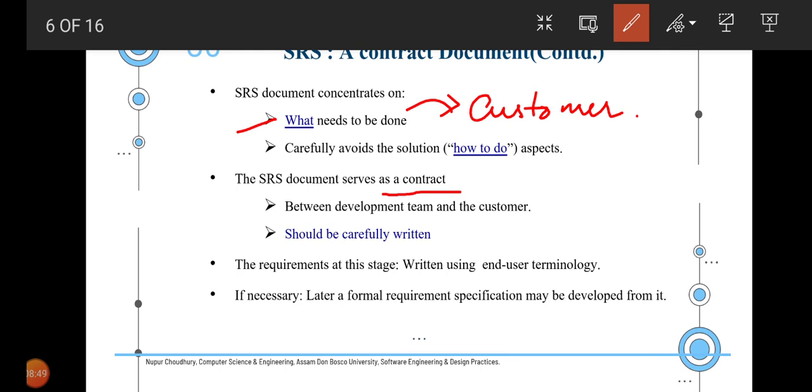That means the requirements that have been generated by the customer. If necessary, later a formal specification may be developed from it, but this is entirely based on the customers and the developers. So if the customers require that a more formal specification is required, which includes probably the functionalities as well as how-to-do aspects, then maybe a more formal form of this particular SRS may be developed. But again, this will be entirely optional and based on choice.